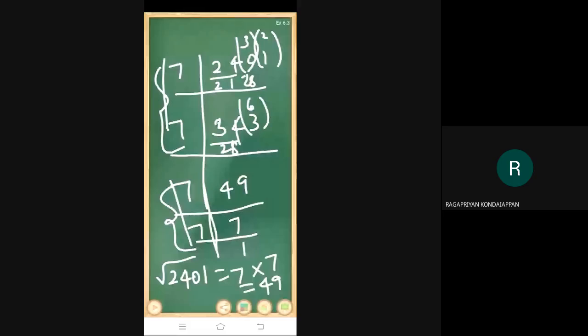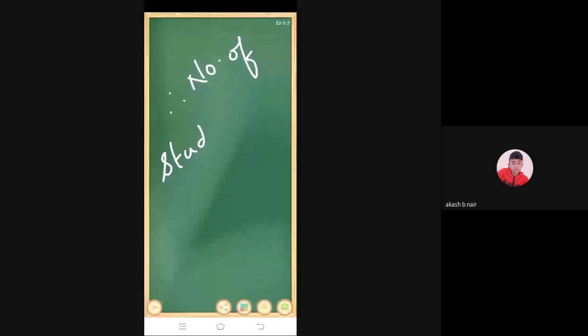Is it okay, children? Any doubt? No doubt, ma'am. Final answer? If you are not writing this, then they will reduce half marks. Number of students in the class is equal to 49. This is very important.